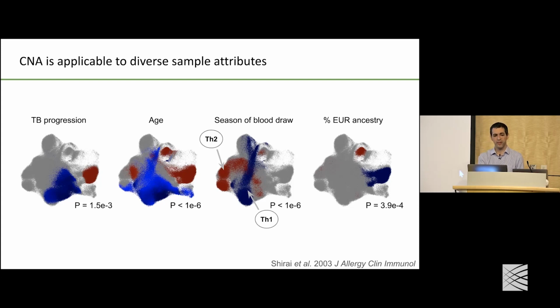So the cool thing to us about this is that, where we are in single cell today is that these are really fundamental questions, like what is the relationship between age and seasonality to our immune systems? And we're now getting to answer them at unprecedented resolution. And our hope is that CNA can basically take us one step closer to realizing that promise.